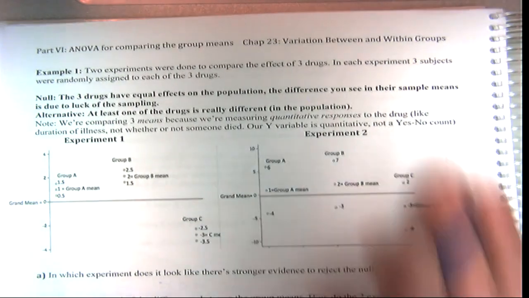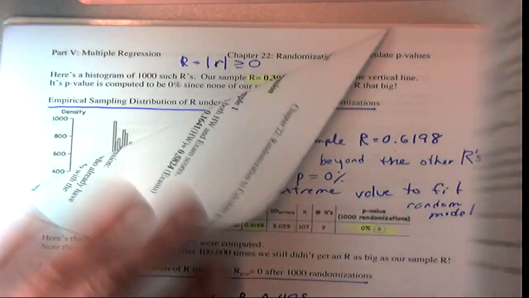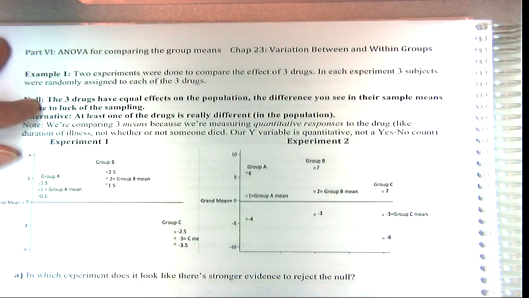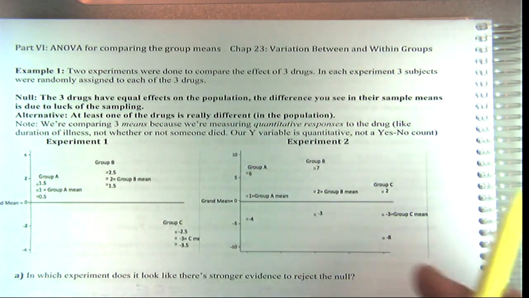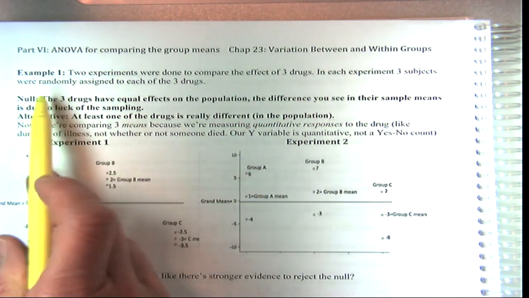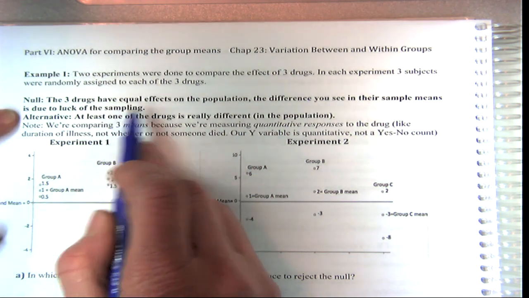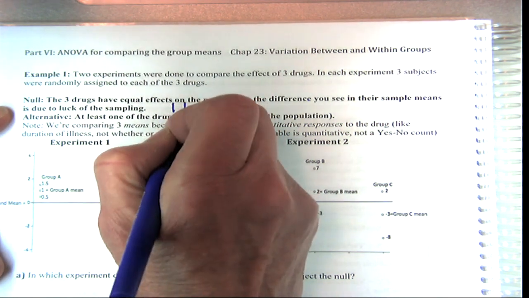You're going to think this stuff is easy. All right. So two experiments were done to compare the effect of 3 drugs. In each experiment, 3 subjects were randomly assigned to each of the 3 drugs. So the null is always that the 3 drugs have the same mean. We should write it in more formal language.